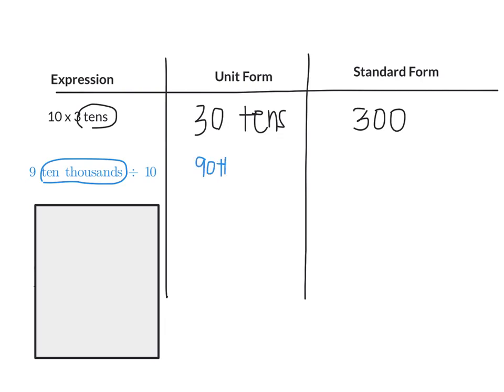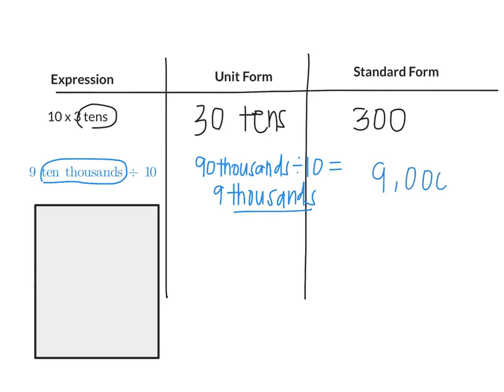So we have to think of this as 90 thousands divided by 10. And now that's easy, right? Because 90 thousands divided by 10, what's 90 divided by 10? Avani? 9. So in unit form, the answer would be 9 thousands. You know it's unit form when you're writing the word of the unit. Now, how do I write that in standard form? Well, like this, 9,000. Make sense? Good.